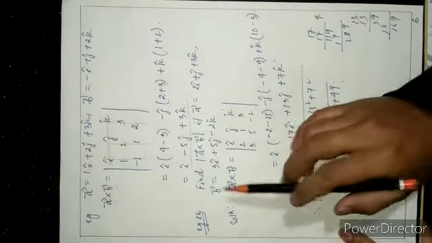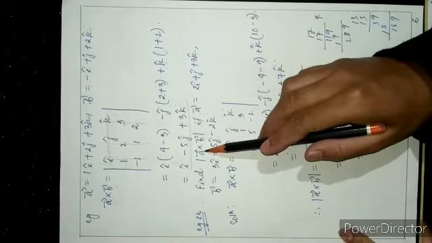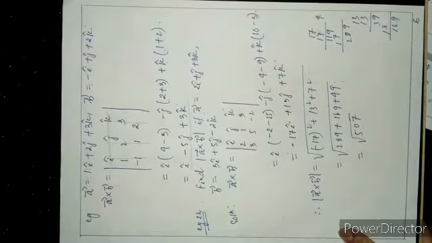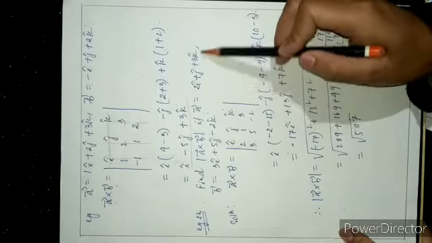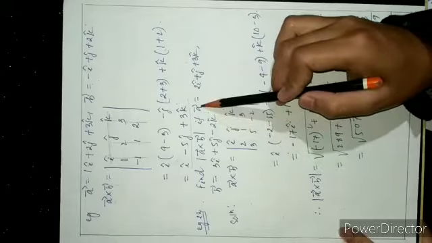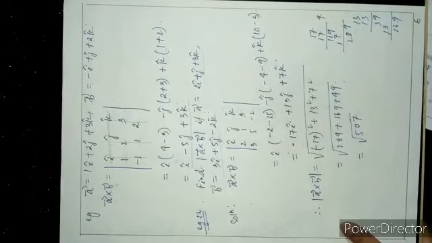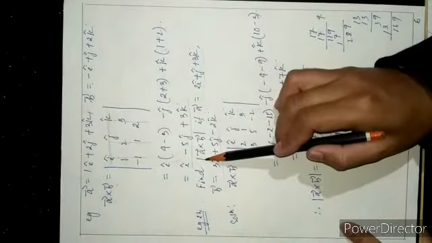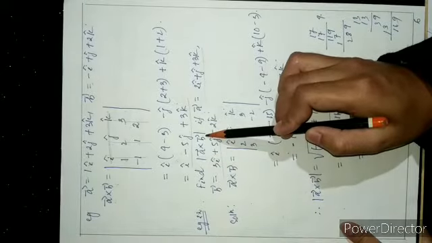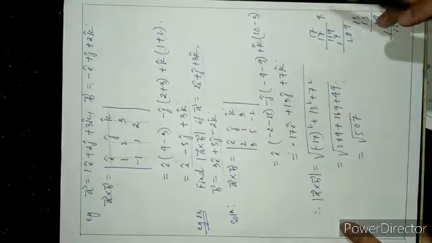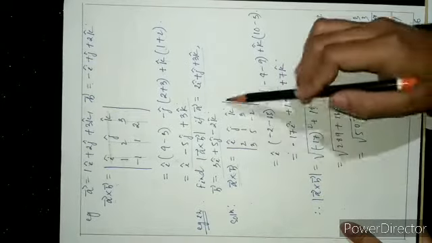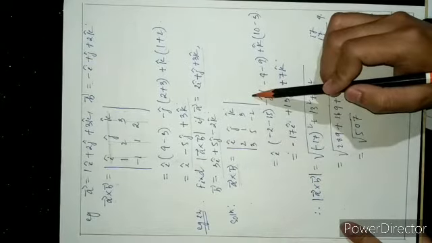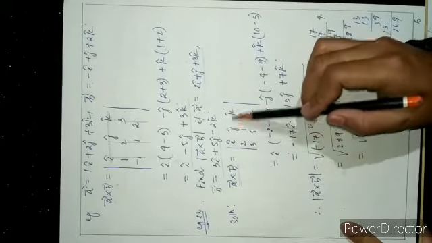Next example 22. Find the magnitude of A cross B, if vector A is 2 I cap plus J cap plus 3 K cap and vector B is given. To find the magnitude of the cross product of A and B, first we are going to find A cross B. A cross B is given by the expansion of a determinant whose elements are I, J, K.